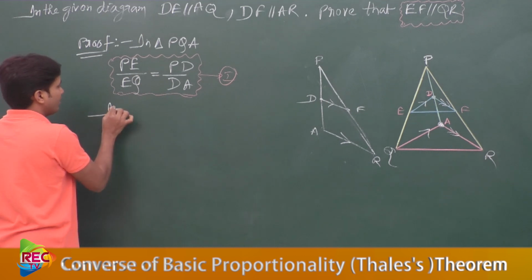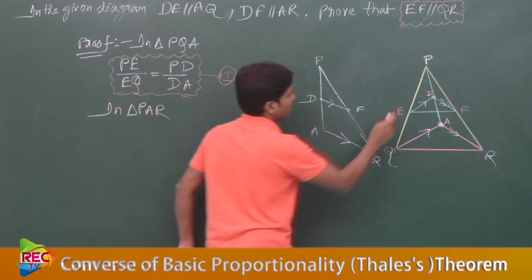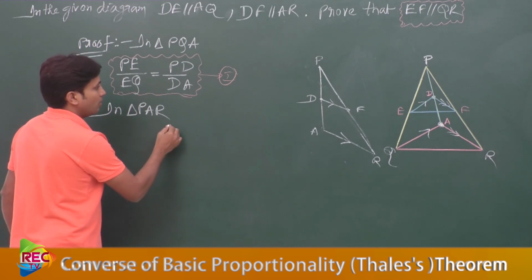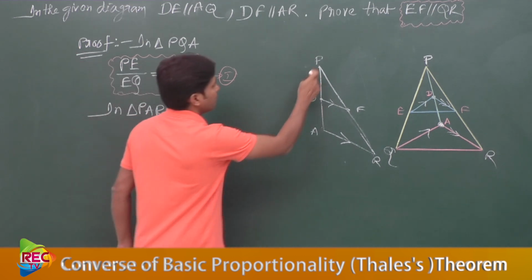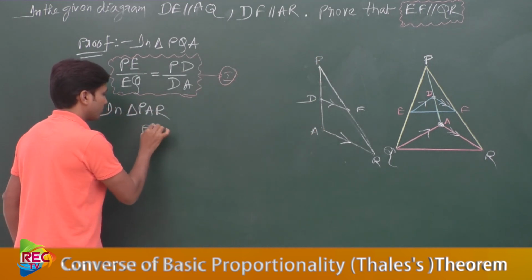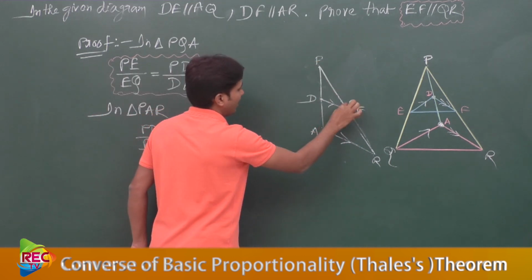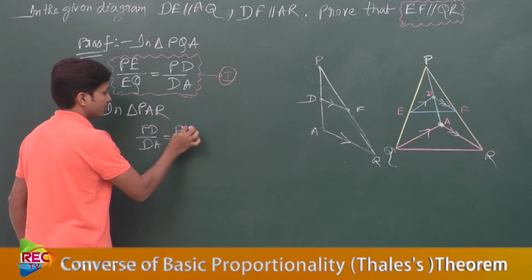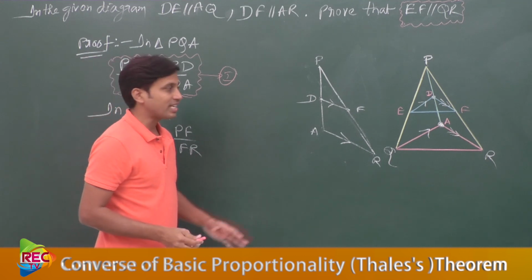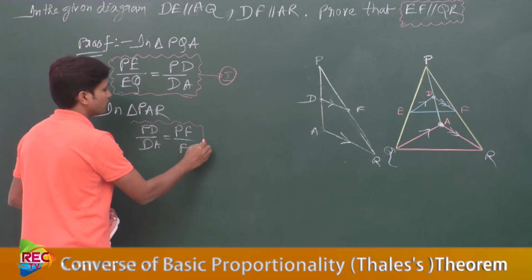Can we apply this rule in triangle PAR or not? Yes. In triangle PAR, we can apply the Thales theorem: PD by DA equals PF by FR. We applied the Thales theorem here also because the conditions are suitable. Now let this be condition 2.